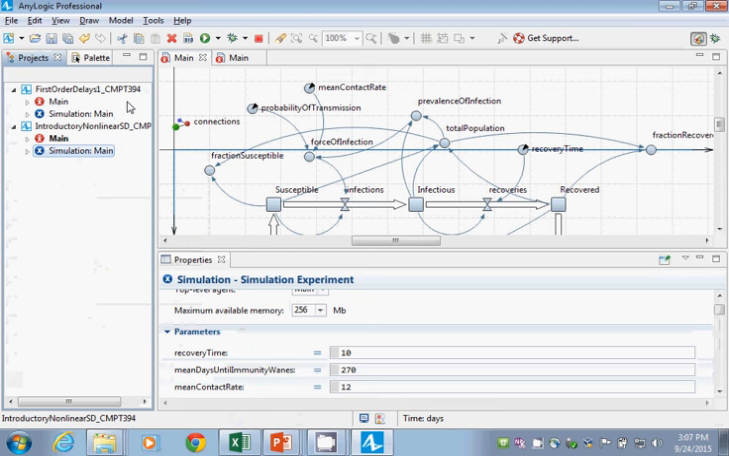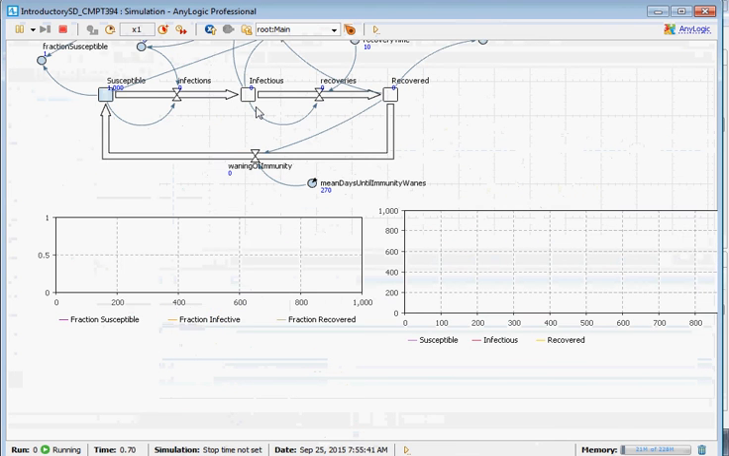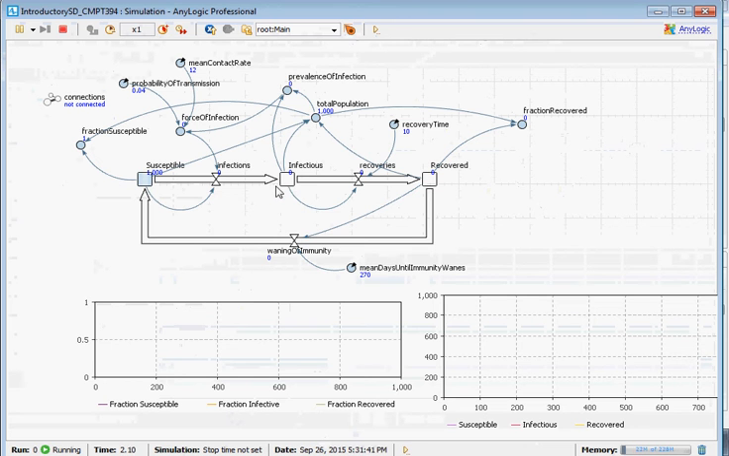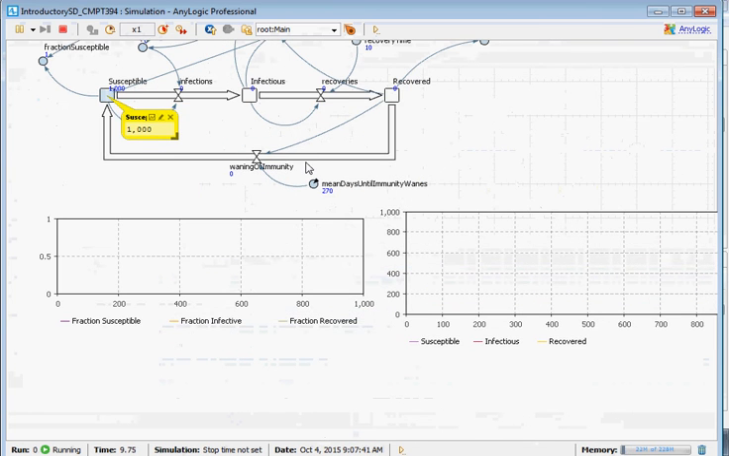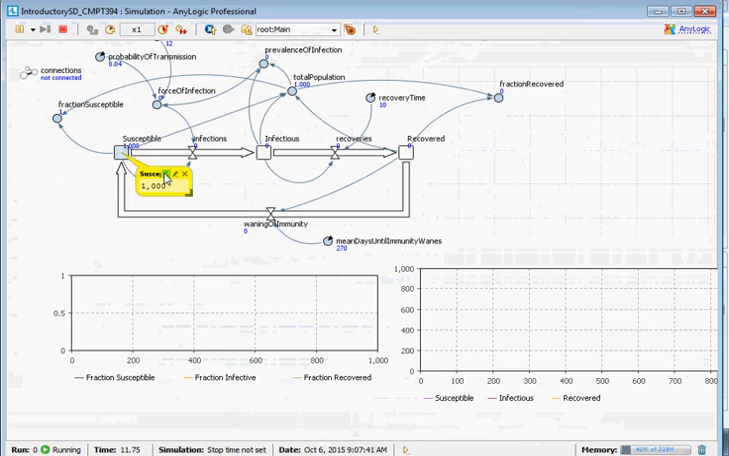Mark the words here. Is its behavior the same as before? No, its behavior is radically different, ladies and gentlemen. Completely different. Its behavior involves everyone remaining susceptible, no one getting infected. Why? Because there's nobody in the infectious state. The fate of those who are in the susceptible state is tied up with the number of people who are infectious.